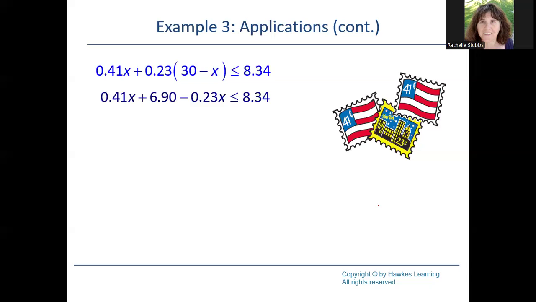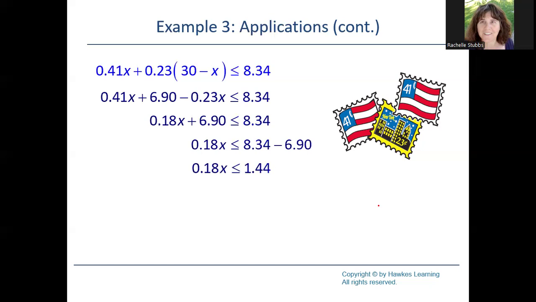We can clear the decimal if we'd like by multiplying by 100, but we're just going to work it with the decimal. We collect like terms to get the 0.18x. Then we subtract 6.90 from each side, and we get 0.18x is less than or equal to 1.44. So x can be less than or equal to 8. We cannot buy any more than 8 41-cent stamps. If we do, we're going to spend too much money. So x has to be less than or equal to 8.